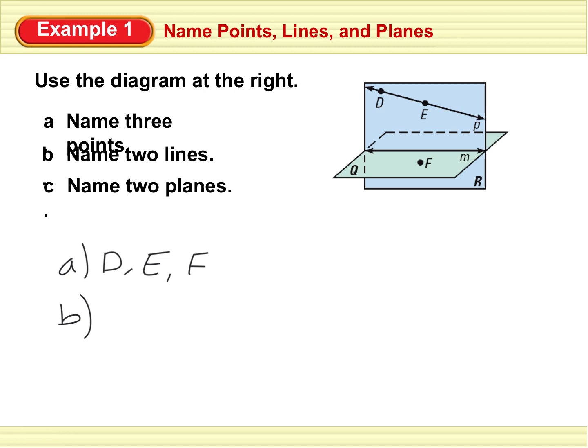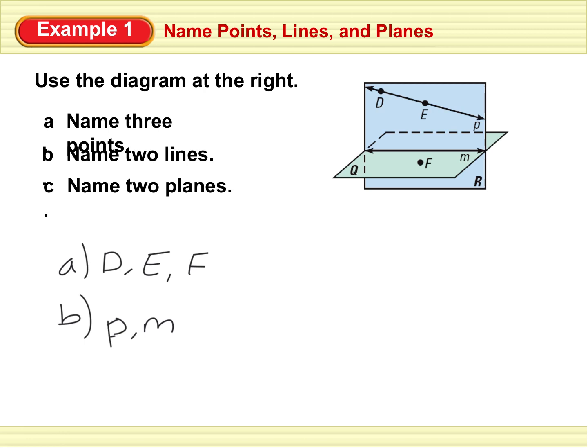B, we want to name 2 lines. P and M, good. So, to name lines, D and E would not be a line, right? Because they're points, not a ray. They're a segment. P and M are the names of the lines. They're going to be little subscripts at the end of the line by the arrow. That's how you know what the name of the line is. Does that make sense?